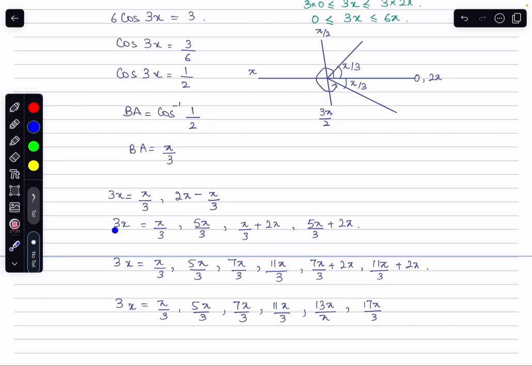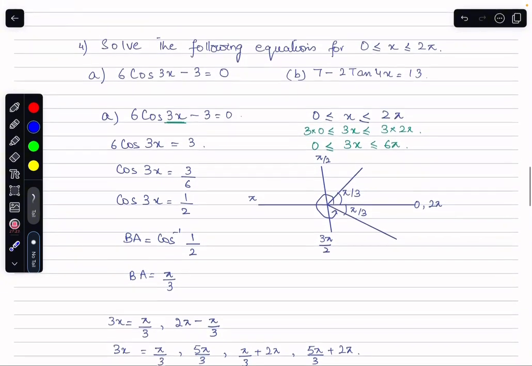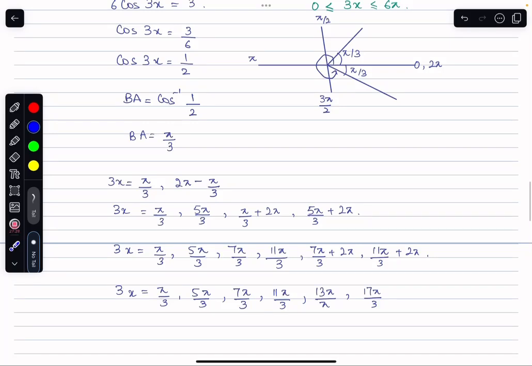As it's 3x, we have already adjusted the domain, which was from 0 till 6 pi. For this 3x value I should be adding the general angles for the second rotation. Second rotation means to the first rotation general angles I should be adding 2 pi. So pi by 3 plus 2 pi and 5 pi by 3 plus 2 pi. This is my second rotation value. So 3x then will be equal to pi by 3, 5 pi by 3, 7 pi by 3, and 11 pi by 3.